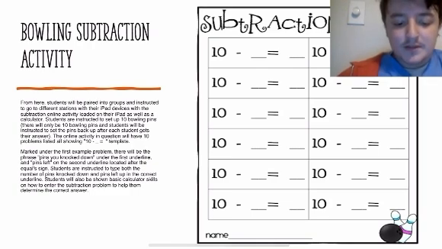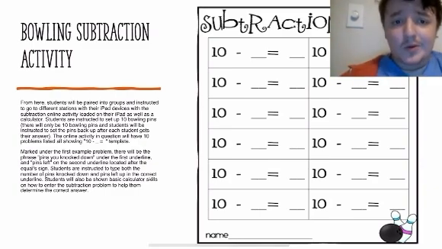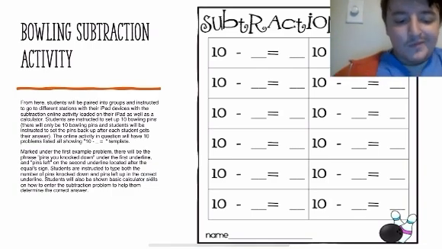Students are instructed to set up 10 bowling pins. There will only be 10 bowling pins, and students will be instructed to set the pins back up after each student gets their answer. The online activity will have 10 problems listed, all showing a 10 minus blank equals blank template. So, however many they knock down is how much they write, and then they'll count the ones remaining, and that gives them the problem.